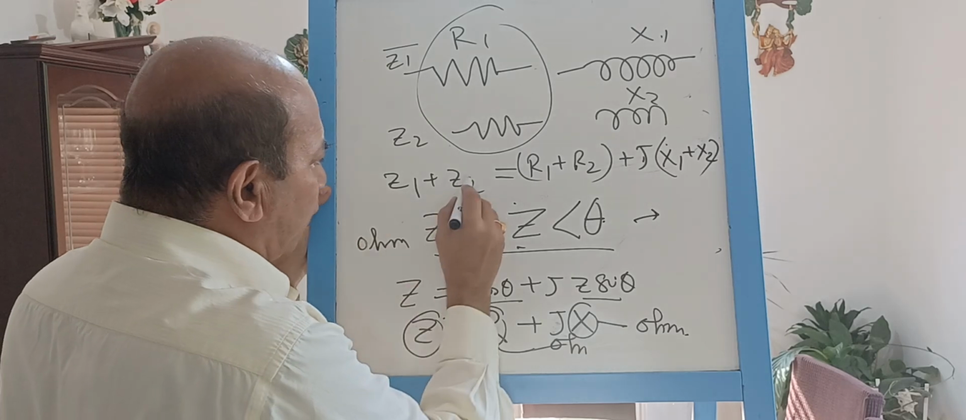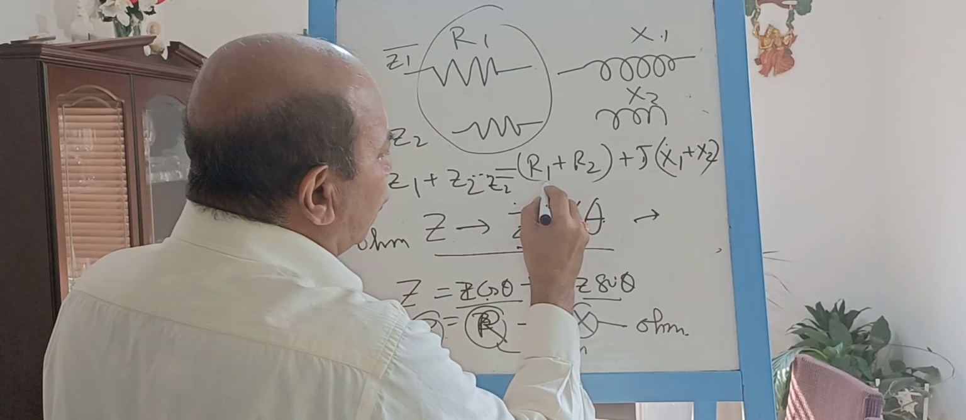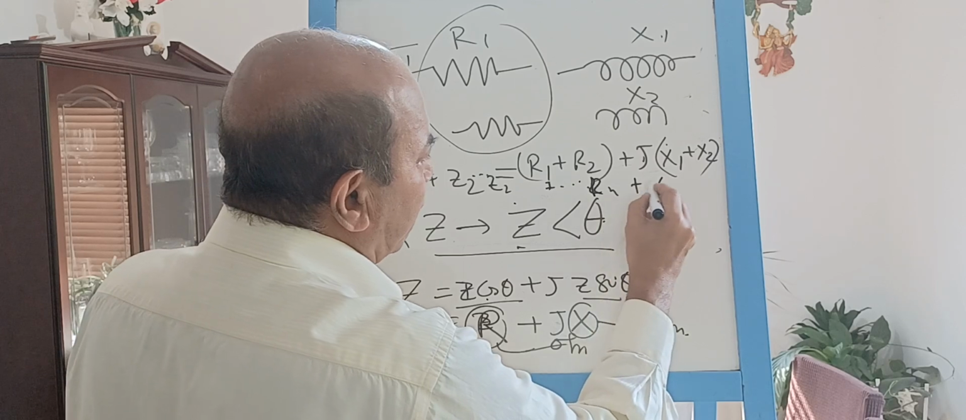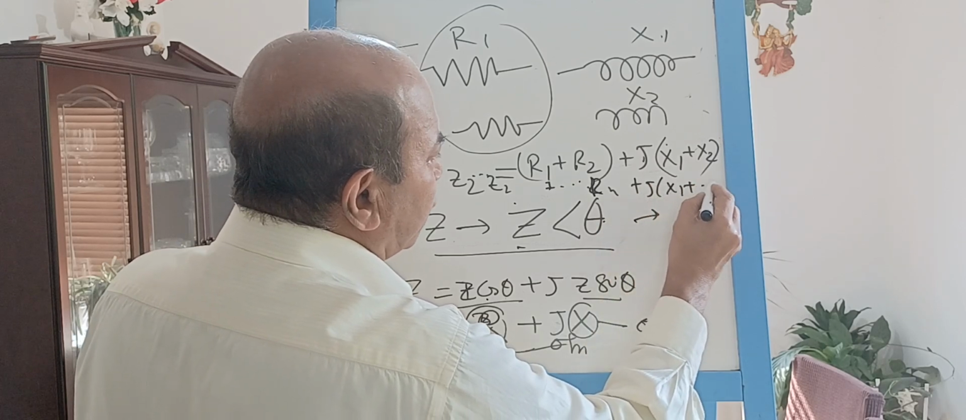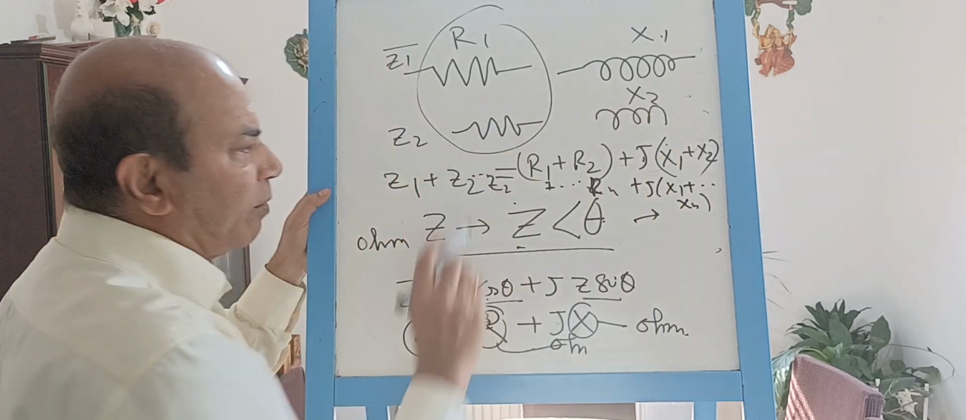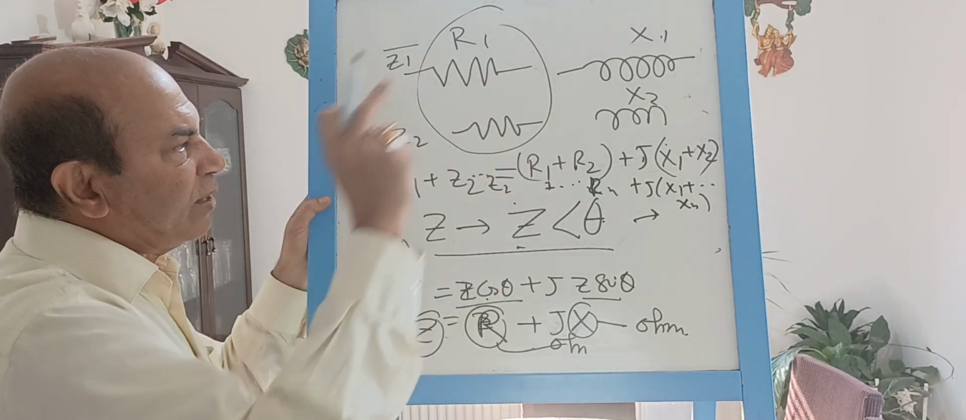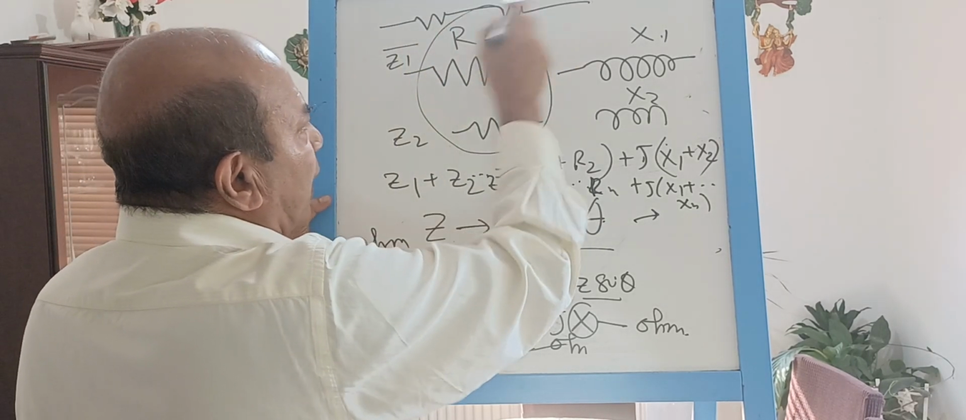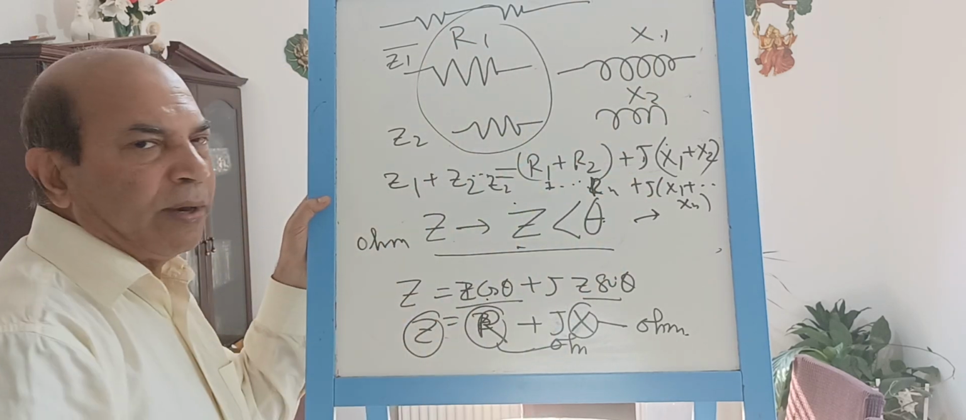So if we have n components like Zn, then it will be Z equals R1 plus ... plus Rn, plus j into X1 plus ... plus Xn. This is the summation in case of series circuit, where this is one unit, this is another unit, all connected in series. In that case we can get the equivalent like this.